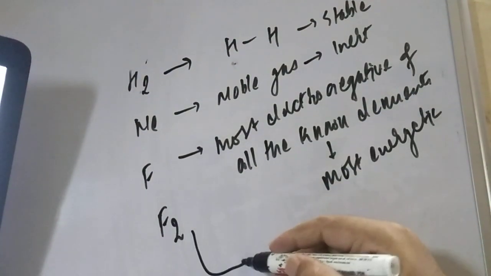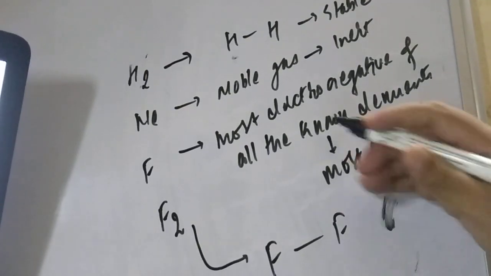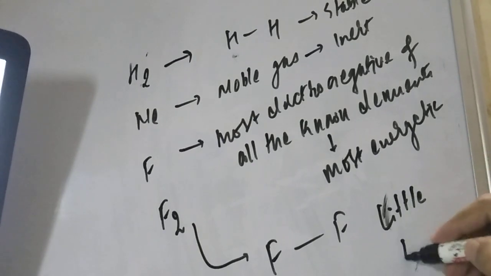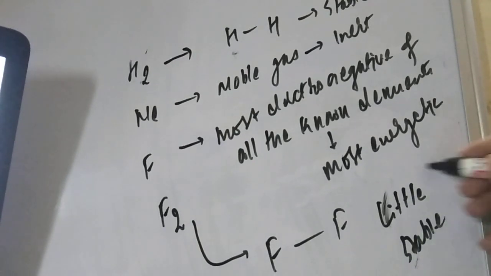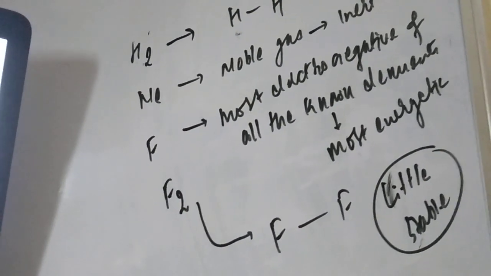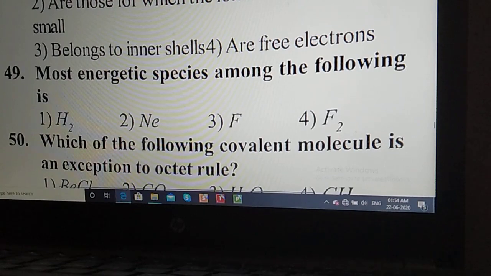And when you are talking about F2, student, there is a covalent bond there. So this is also a little stable, not more stable, but a little stable. Dear student, atoms are more reactive than the molecule. So the correct option will be option number 3. You can check again with the slides. Option number 3 of question number 49.